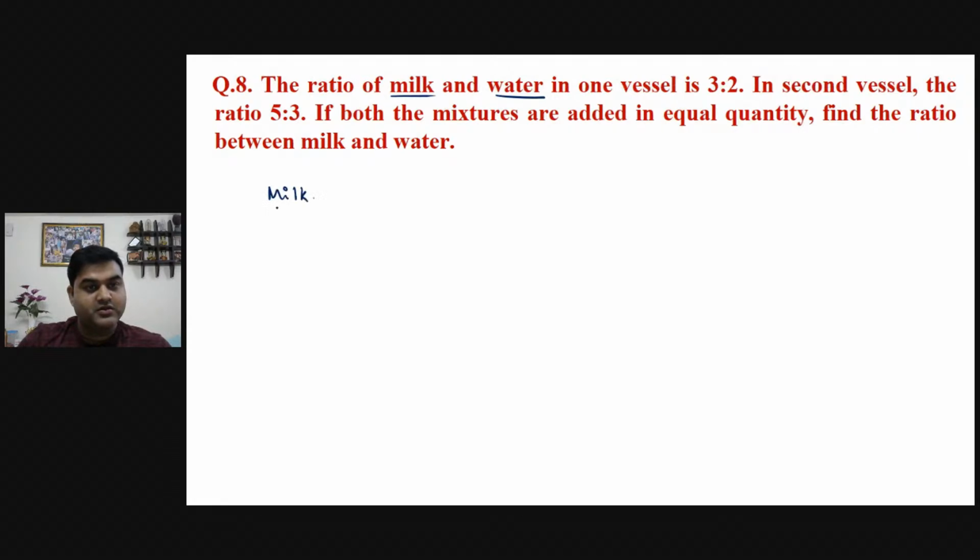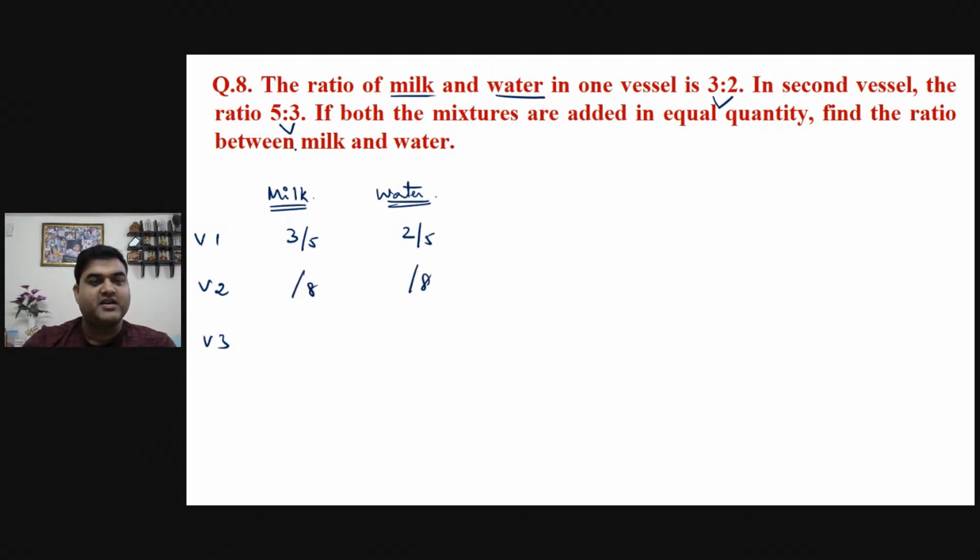Milk and water. This is vessel 1, this is vessel 2, and this is vessel 3. They have given 3 is to 2, that means 3 quantity of milk out of 5, 2 quantity of water out of 5. Now add these two, 5 plus 3, 8. Divided by 8, and write down the same thing: 5 and 3.